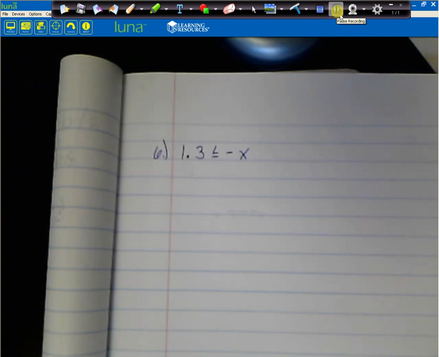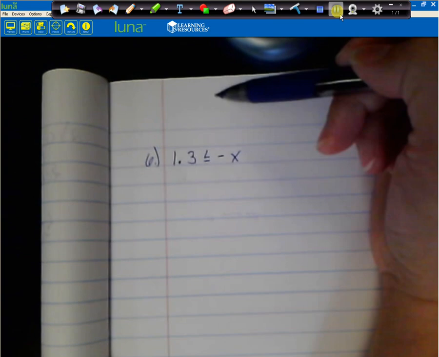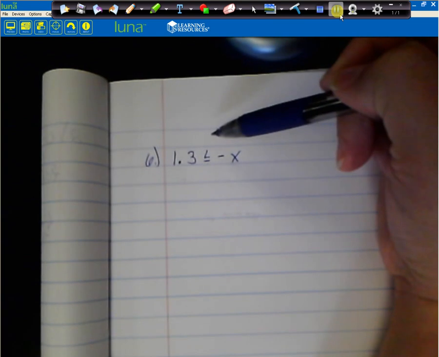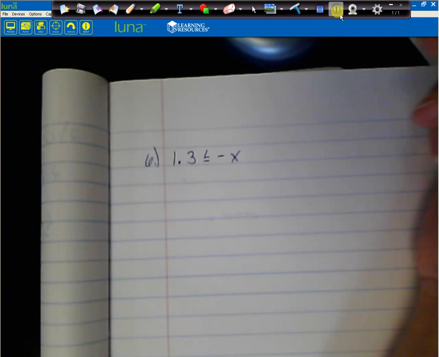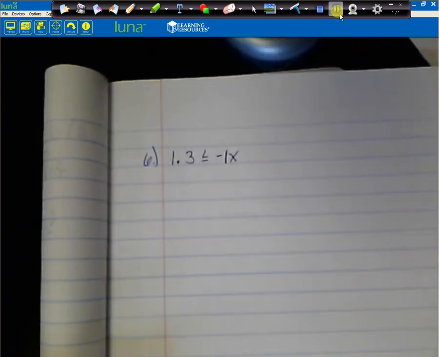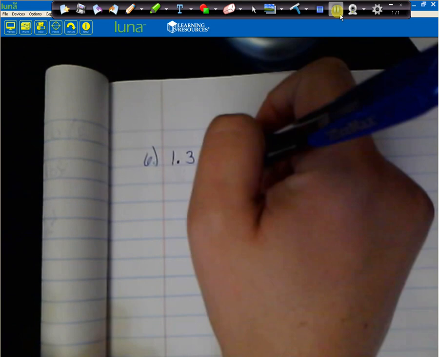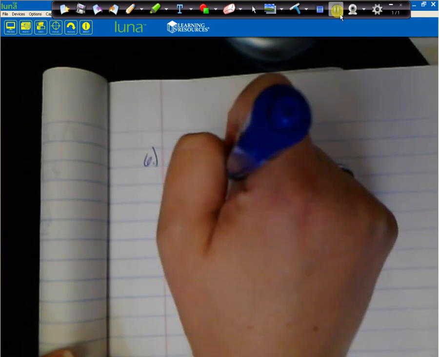All right, go ahead and make sure you have number 6 written down. I'm going to go ahead and show you this one on notebook paper. Number 6 says 1.3 is less than or equal to negative x. The first thing I'm going to do with this one is put a 1 in front of that x since there's nothing there. Then I need to get the x by itself, so I need to move that negative 1. So I'm going to divide both sides by negative 1.